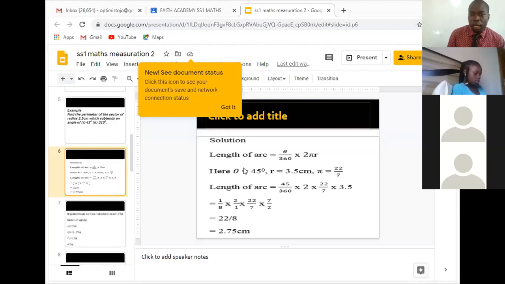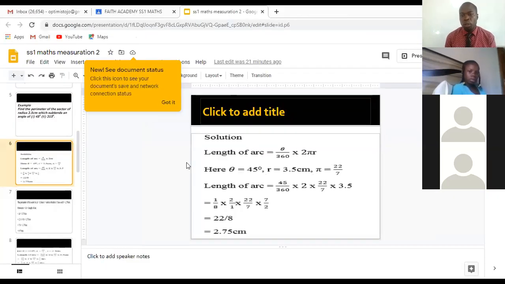So the length of an arc is theta over 360 times 2 pi r. Your theta is 45, your r is 3.5, which is 7/2, and your pi is 22/7. Some textbooks will write 3 whole number 1/7, it is still the same. Then the length of an arc will give you 45 over 360 times 2 times 22/7 times 3.5, and you have your length of arc to be 2.75. Is that the same with your own? Yes, sir.